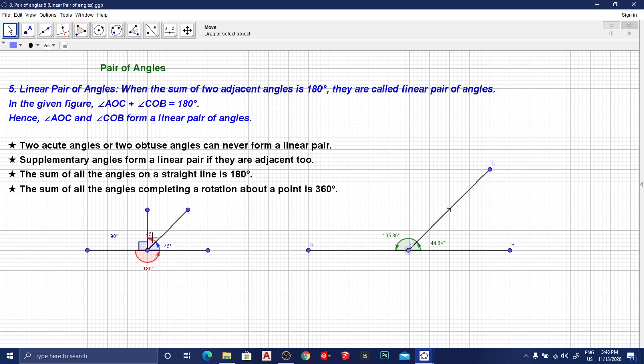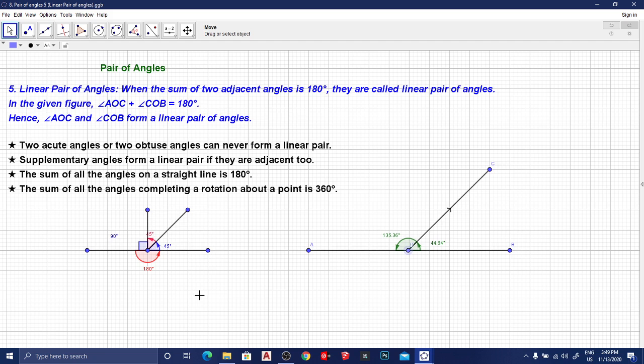Observe here, these two angles are acute angles only, because each is less than 90 degrees: this is 45 degrees, this is also 45 degrees. Observe here, 45 plus 45 is how much? Two acute angles, 90 degrees. Since it is 90 degrees, it cannot form a linear pair. Linear pair means it should form 180 degrees. So two acute angles can never form a linear pair.